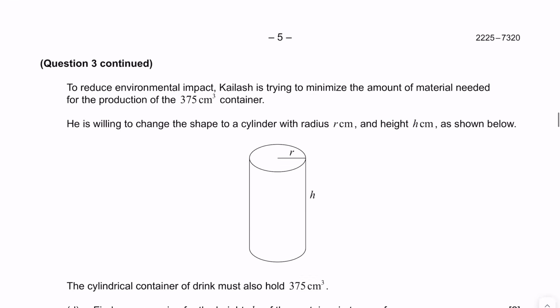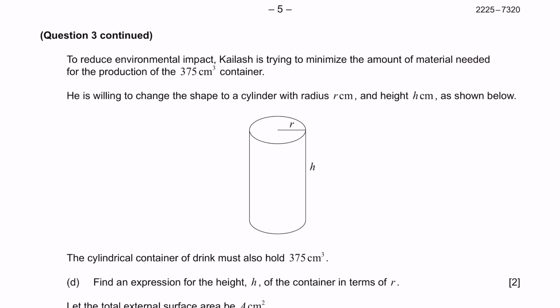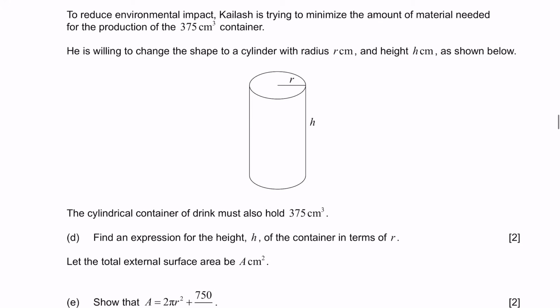Continuing on. To reduce environmental impact, Kailash is trying to minimize the amount of material needed for the production of the 375 centimeter cubed container. He's willing to change the shape to a cylinder with radius r centimeters and height h centimeters, as shown below. The cylindrical container of drink must also hold 375 cubic centimeters.